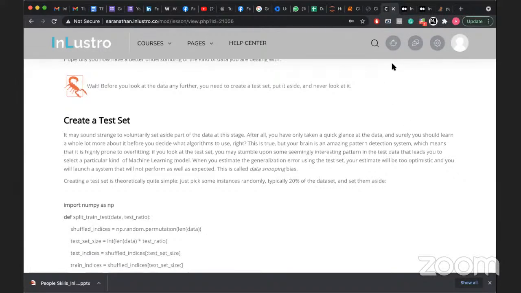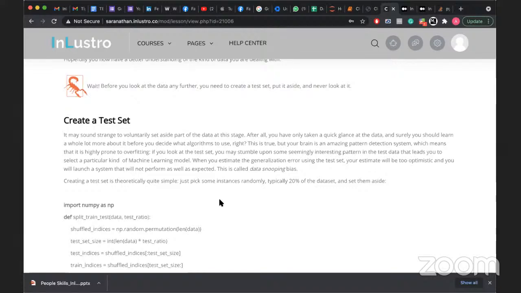Very good, Harish. Snooping bias is the answer. When you look into the data, you detect certain patterns. Your mind stumbles upon certain patterns, and that influences how you separate the test set later. Obviously, you want your model to perform well, so there's an inherent bias. That's called data snooping bias. So you should never peek at the data. You should always set aside the test set before looking at it.